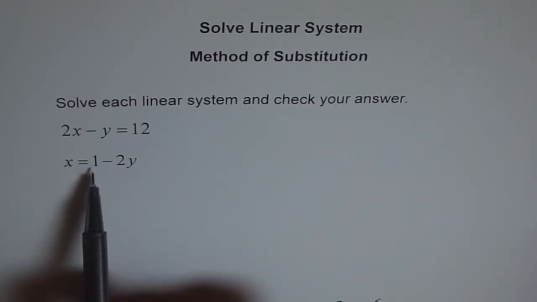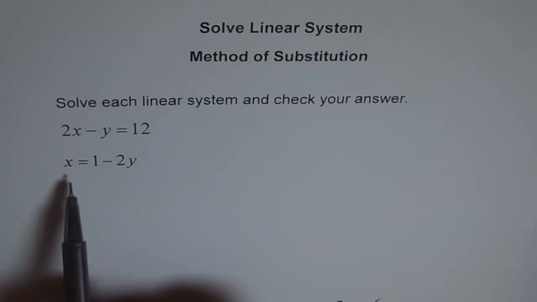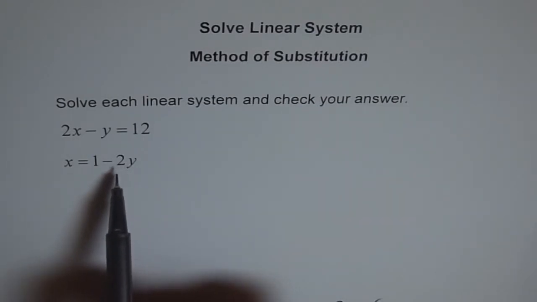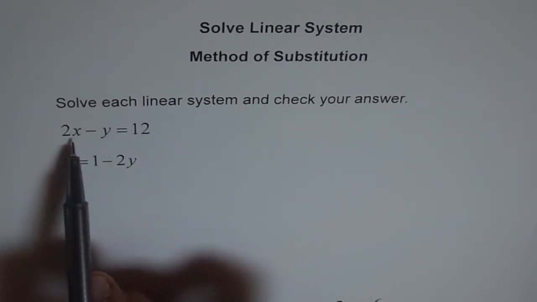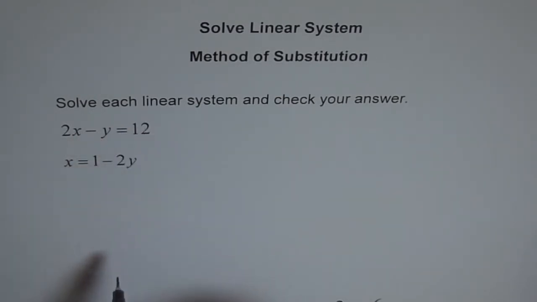So x equals 1 minus 2y. Now, if I know x equals this, I can always substitute this value here. And then we have an equation in a single variable, find y. So it's easy to solve for the variable in such a case.